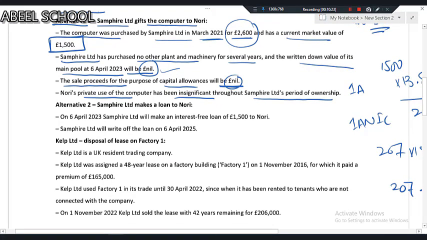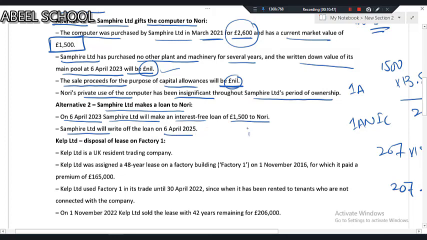Now let's go to alternative 2. Samphire Limited makes a loan to Noori. That is very interesting. Now, in alternative 2, what is happening? Basically, Samphire Limited is making a loan to Noori. On 6 April 2023, Samphire Limited will make an interest-free loan of £1,500 to Noori. Samphire Limited writes off the loan on 6 April 2025.